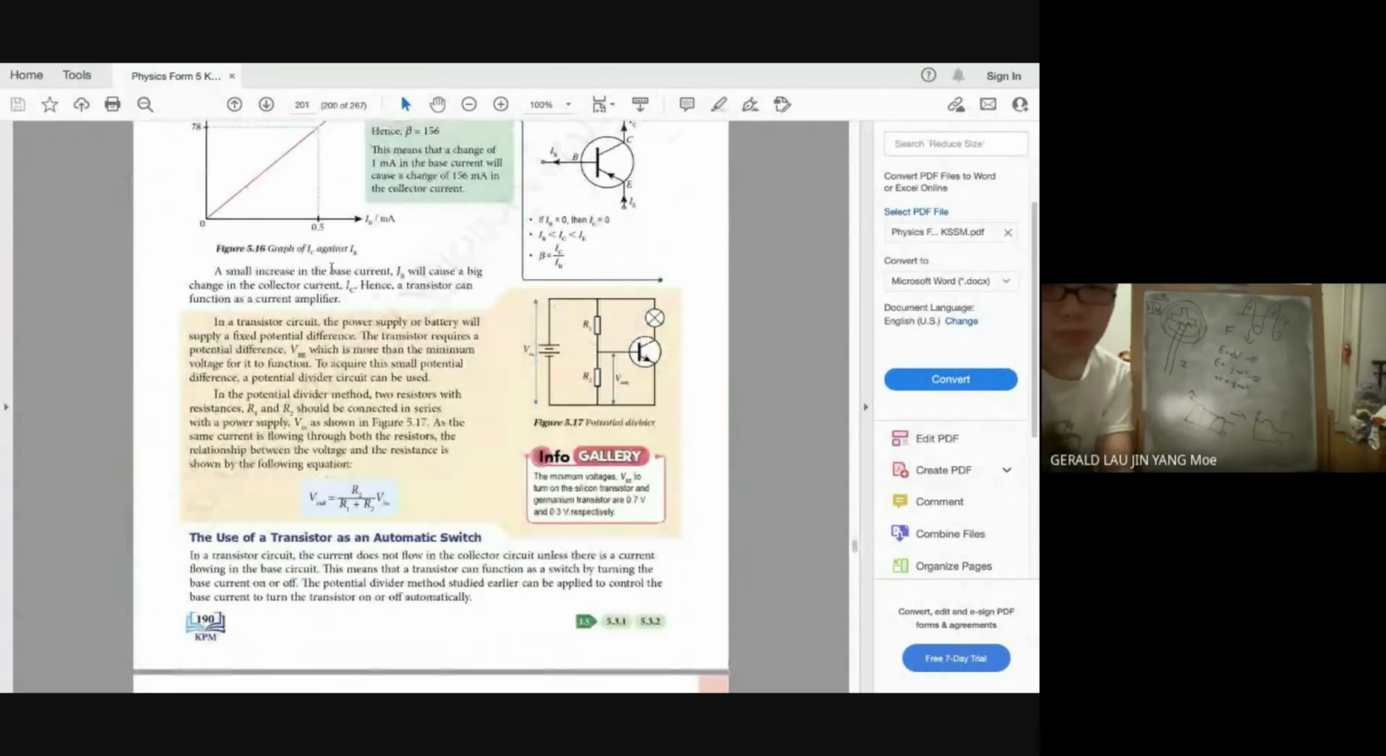Okay, so it also uses the concept of voltage divider. What does it mean? This concept of potential divider method. That means, you see, transistor circuit, power supply or battery will supply a fixed potential difference. Transistor requires a potential difference more than the minimum voltage for its function. In the potential divider method, two resistors should be connected in series. Okay, so your formula will be the one here, V out equals to the resistance here over the total resistance times the voltage.